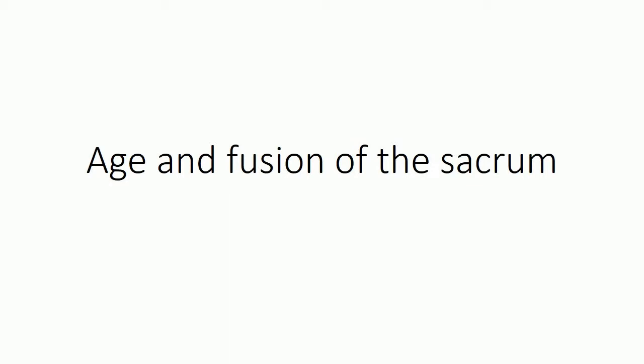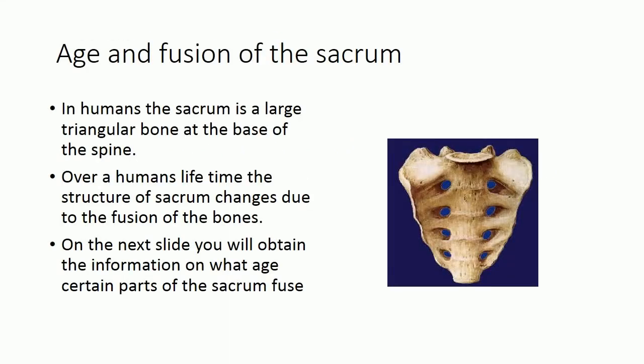Age and fusion of the sacrum. In humans, the sacrum is a large triangular bone at the base of the spine. Over a human's lifetime, the structure of the sacrum changes due to the fusion of the bones. On the next slide you will obtain the information on what age certain parts of the sacrum fuse.